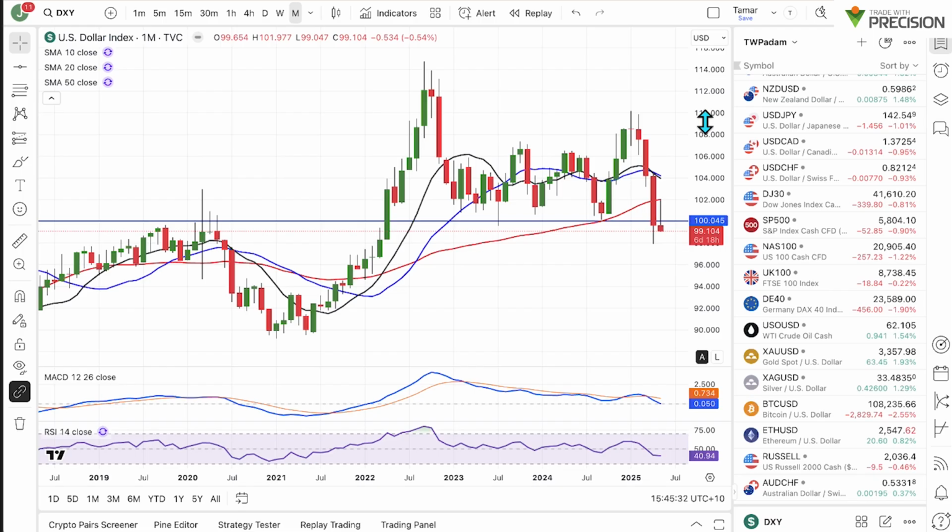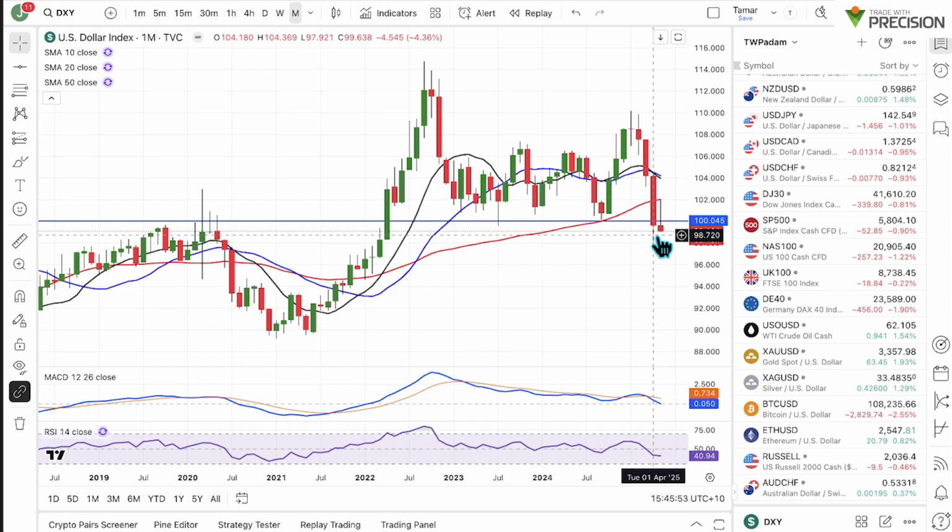And what we've got here is the monthly chart of the US dollar index. As we can see, we broke a very strong level, and also the psychological level of 100. We broke below it, tried to pull back into that level, rejected it, and pushed lower. So currently, we're trading below that level.